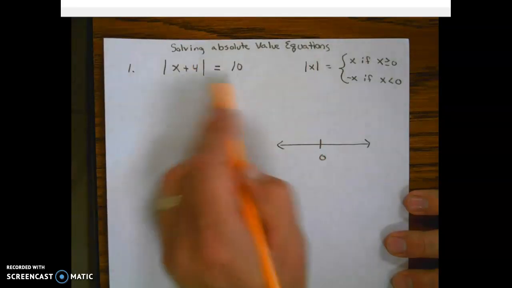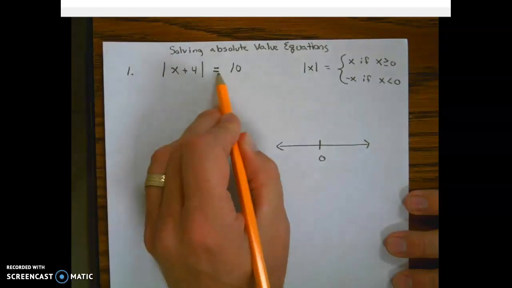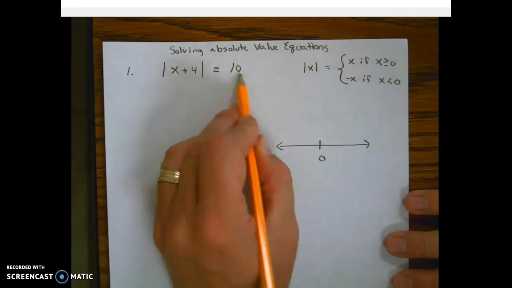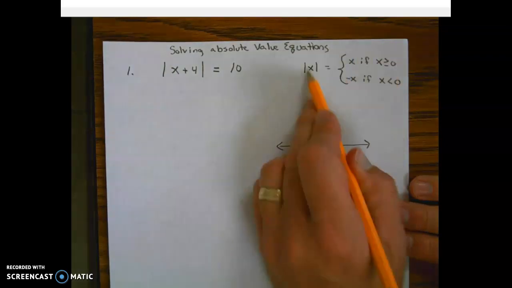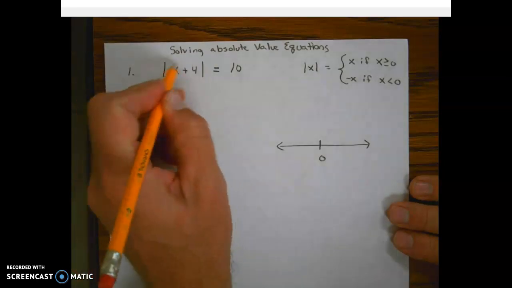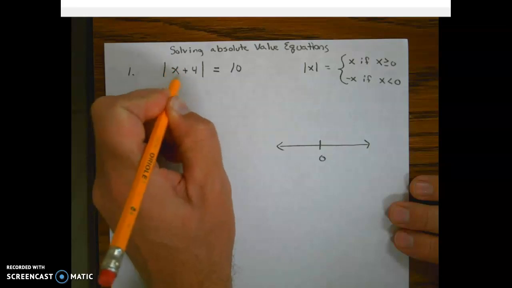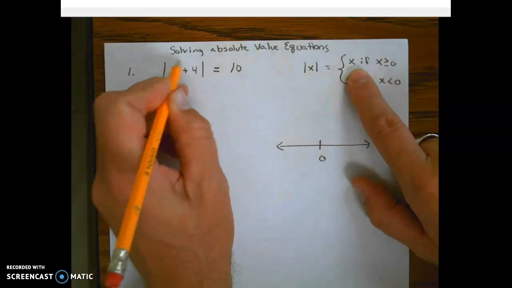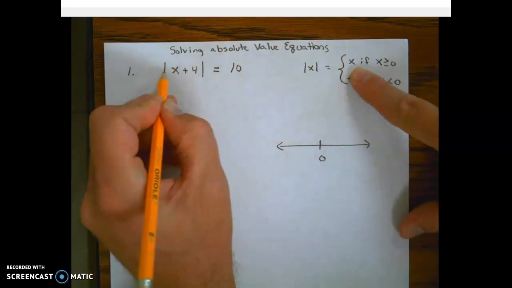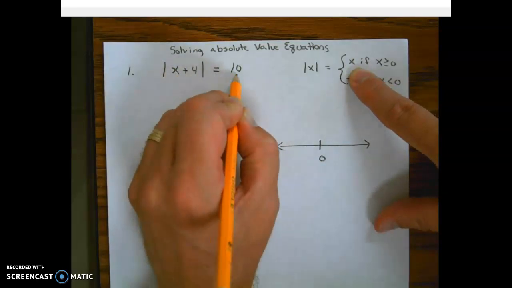Okay, so here we have a basic example where we have the absolute value of x plus 4 is equal to 10. Now, in order to solve this, we have to use the formal definition that I talked to you guys about. And so we're going to try to find what value x will be, so that we have a positive number, because we know that the absolute value of a positive number is going to be a positive number.